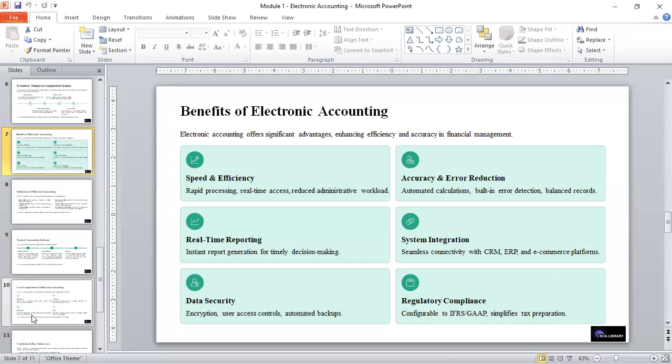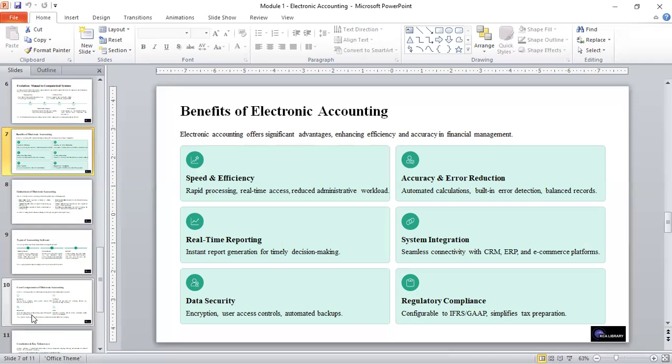When we talk about speed and efficiency, it results in rapid processing, real-time access, and reduced administrative workload. Another is accuracy and error reduction. Electronic accounting brings about automated calculation, built-in error detection, and balanced records. Also, another is real-time reporting, where we talk about instant report generation for timely decision making.